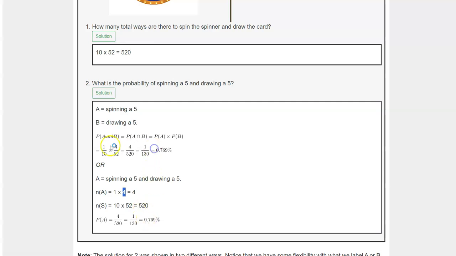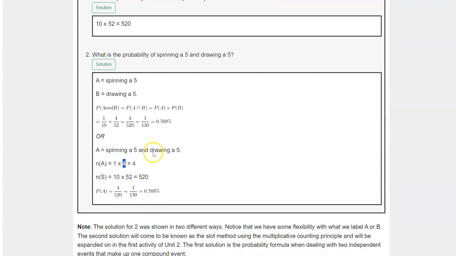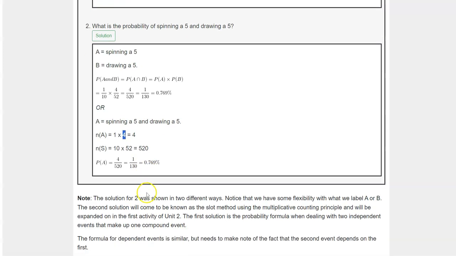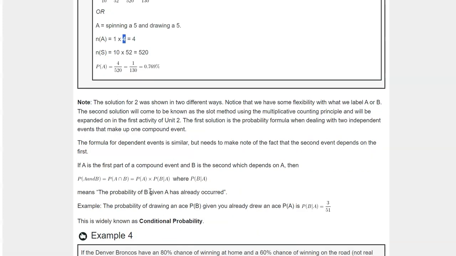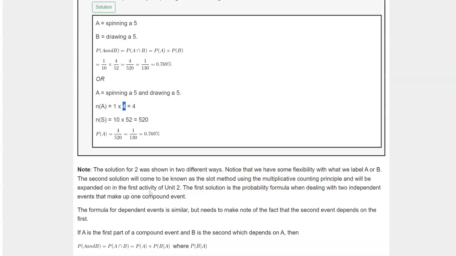And either way, here, if you do the probabilities, or here, if you do the ends, you get the same number. You end up with 4 out of 520, which is just over 7.5%, 7.7%. Okay, 2 different ways to do that.